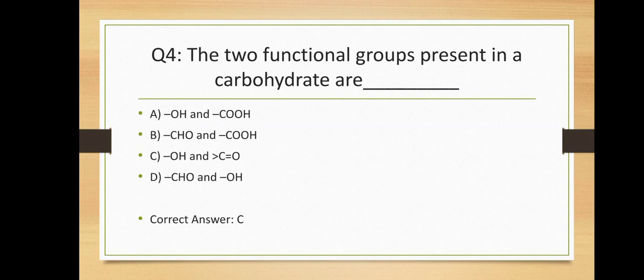While in the second option, aldehyde group is also given here and carboxylic acid functional group is also there. So aldehyde group is to some extent correct, but the second option is also not fitting. Option C, look at option C. The first one is hydroxyl group, which is correct, alcoholic group, and the second is carbonyl group. So option C is the correct answer. So the two functional groups present in carbohydrates are alcoholic group and carbonyl group. So option C is the correct answer. Question number 5.